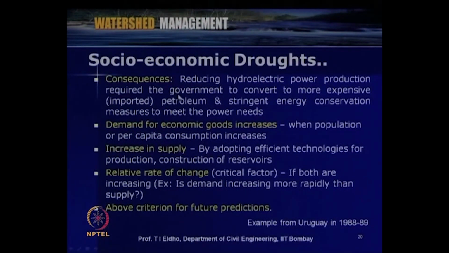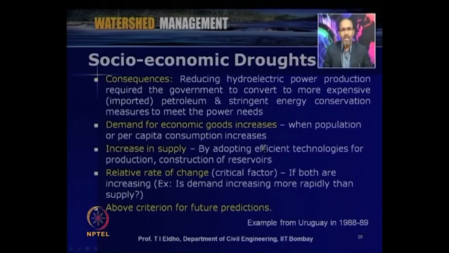When we look into socio-economic droughts, the consequences are reduced hydroelectric power production, requiring the government to convert to more expensive imported petroleum and stringent energy conservation measures to meet the power needs. For example, if the power production in the area is through hydroelectric power plants, then a demand for economic goods increases when population or per capita consumption increases; that can be another consequence.